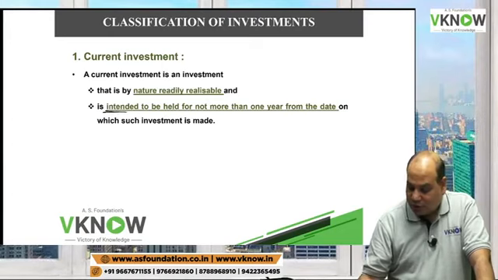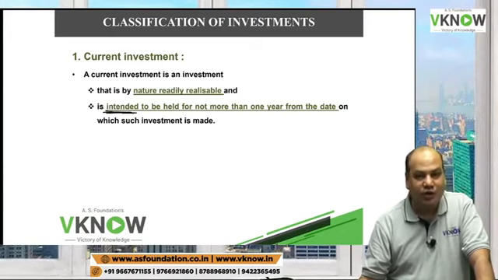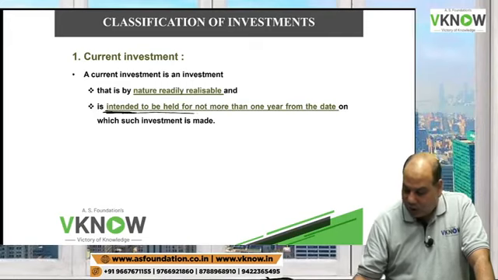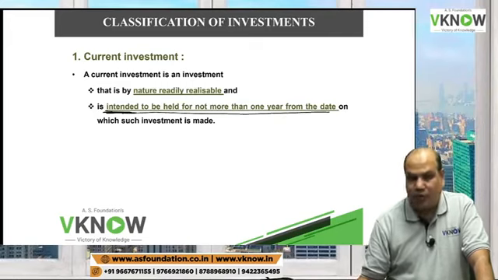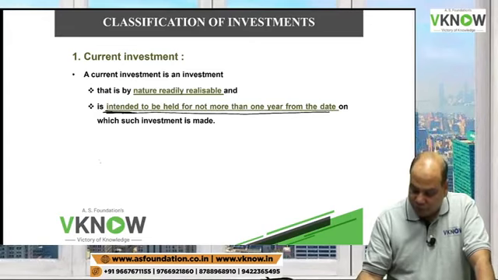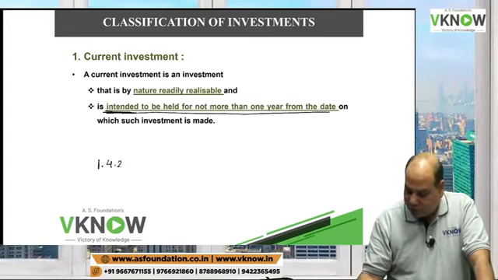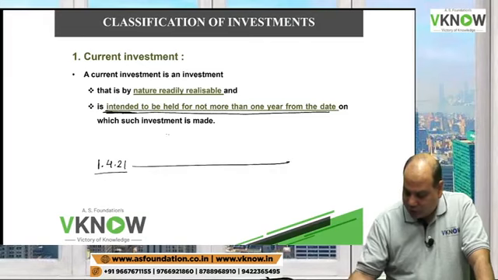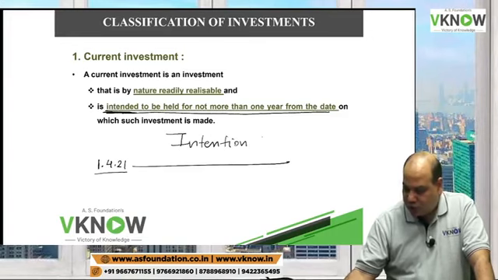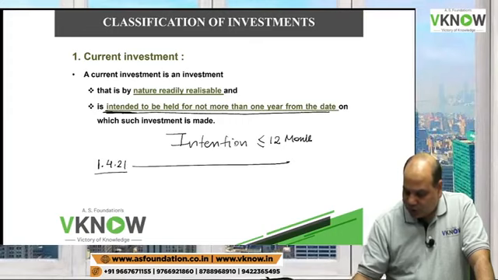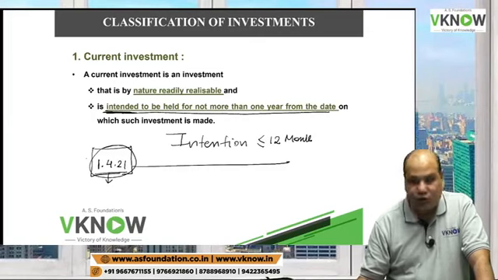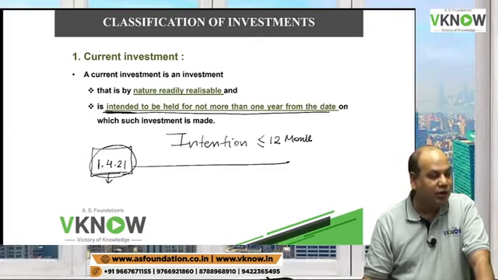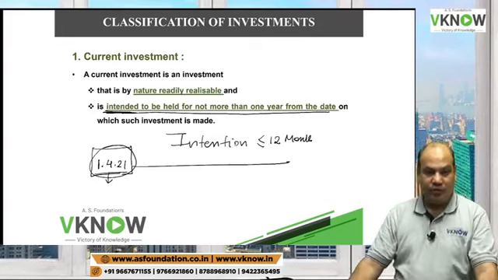Okay. Now let us analyze the second line of the definition. Intended to be held for not more than 1 year from the date when such investment is made. So if you have purchased the investment on 1/4/21, the intention should be to hold it for less than or equal to 12 months. The classification has to be done here, on the date of acquisition. I have to classify the investment as current or long-term investment.